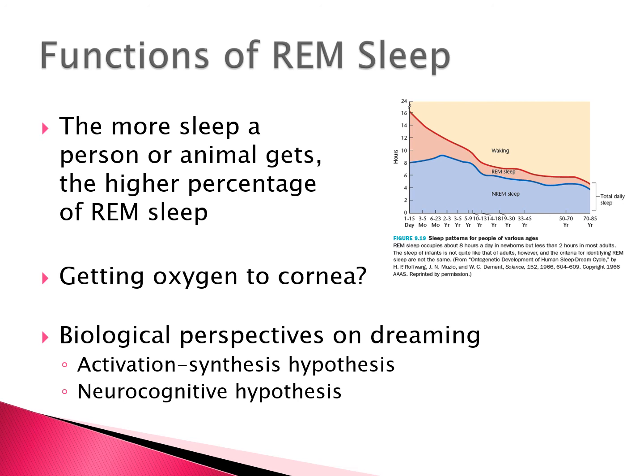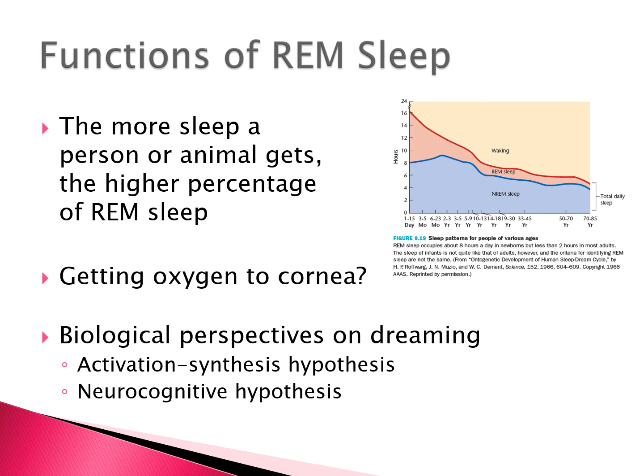One is the activation-synthesis hypothesis: basically, we are having random activation from the pons of various areas of the brain, and we're just trying to synthesize that into something that makes some kind of sense. Because the prefrontal cortex is really low in activity, we have this lack of real goals, and it jumps around. We can be in one place and then a different place. The synthesis is the best that we can do with it.